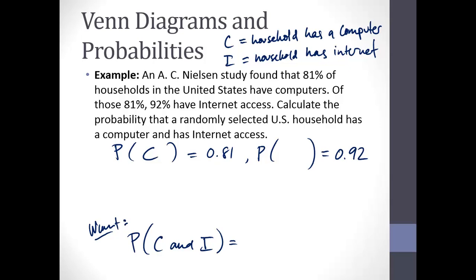So then the one that's a little more tricky is what is 0.92? What is that probability? Is it I given C? That would mean the probability of having internet given that you have a computer. Exactly right. So that's the probability of I given C. Of those people that have computers, assuming that C is true, what's the probability that the household has internet?